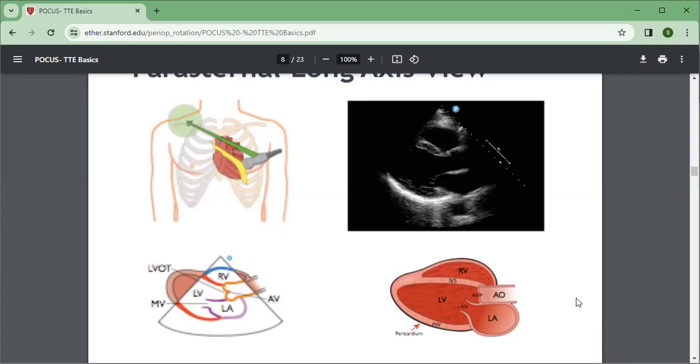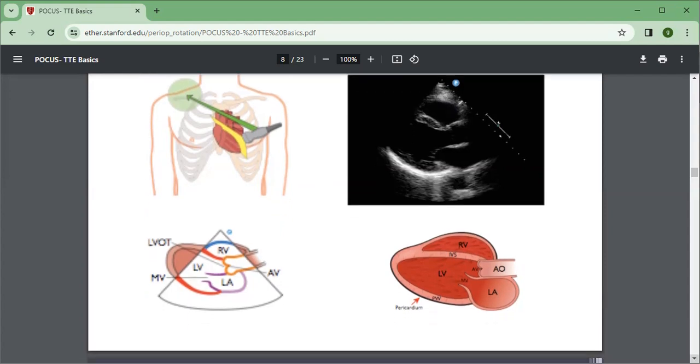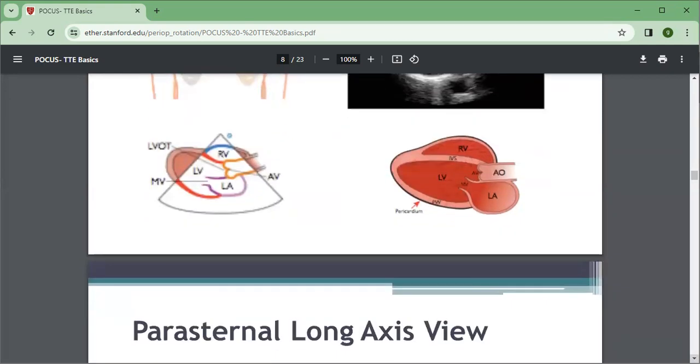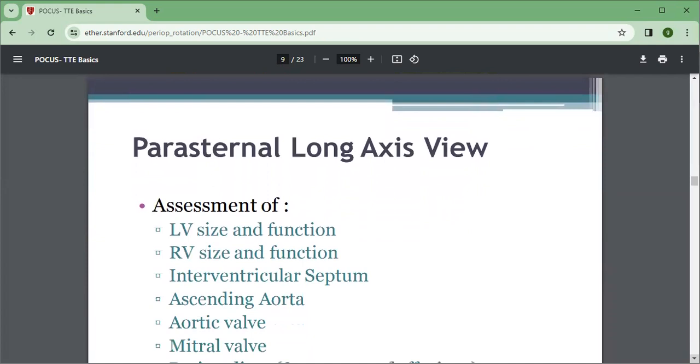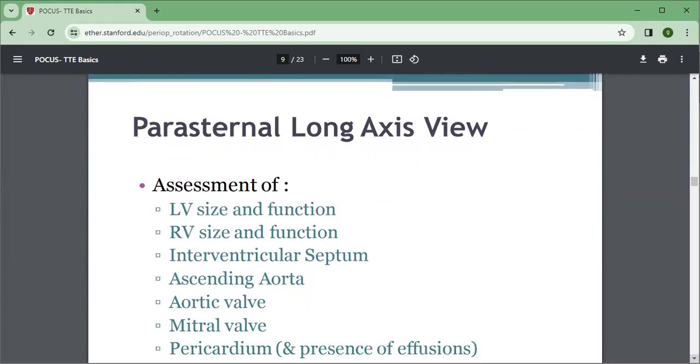So if you are able to visualize these, then at least you are somewhere along the parasternal long axis view. Now, you have seen that this view can be used to measure the size and the function of the left ventricle.